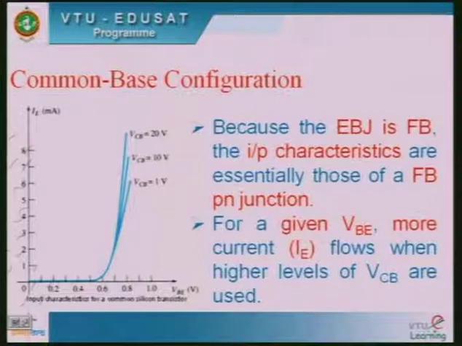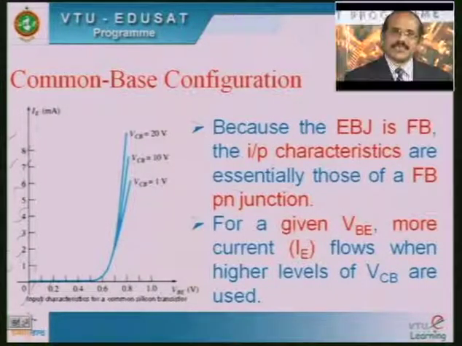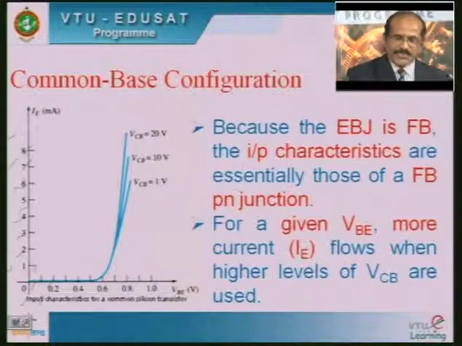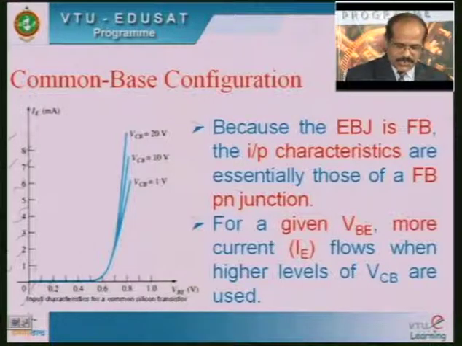So friends, one conclusion you can draw is that when the emitter base junction, that is the input junction, is forward biased, the input characteristics are essentially similar to those of a forward biased PN junction. Until VBE becomes equal to the cut-in voltage or threshold voltage, the current will be 0. When it exceeds the cut-in voltage, the current will start flowing.